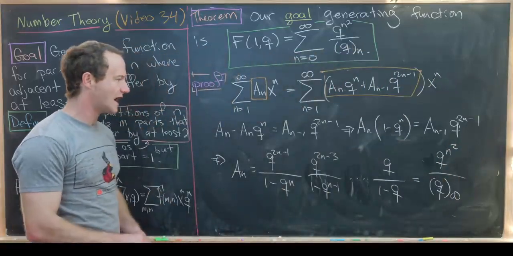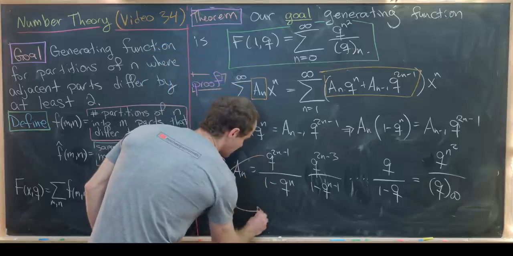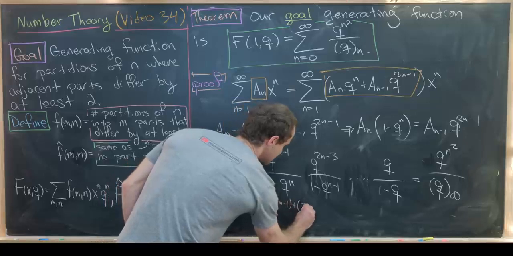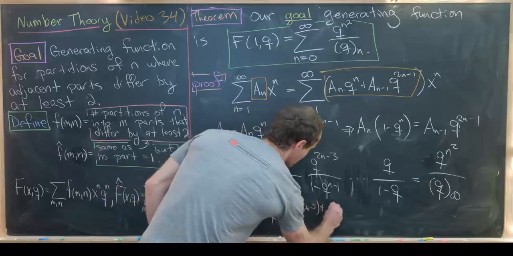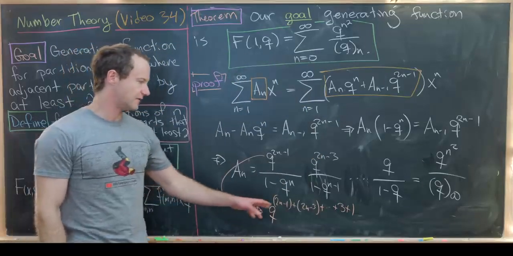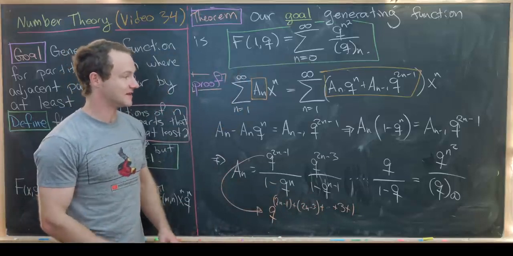Then if we multiply that numerator together, I claim that we get q^(n^2). You might say, well, why is that? Well, by exponent rules, what we have up here in the numerator is q to the 2n minus 1 plus 2n minus 3 plus all the way down to plus 3 plus 1. But it's well known that if you add all of these odd numbers like this, you get n squared.